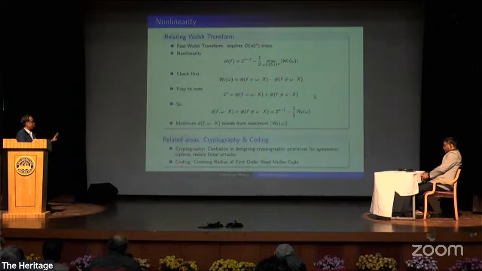And what are the related areas? Cryptography, where confusion is needed in designing cryptographic primitives for symmetric ciphers. To resist linear attacks, you need highly nonlinear Boolean functions. And for coding theory, it is the covering radius of the first order Reed-Muller code, which has, for a long time, had theoretical and practical importance.